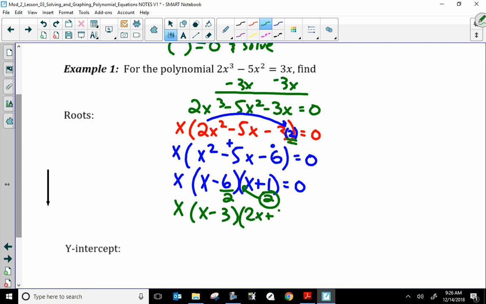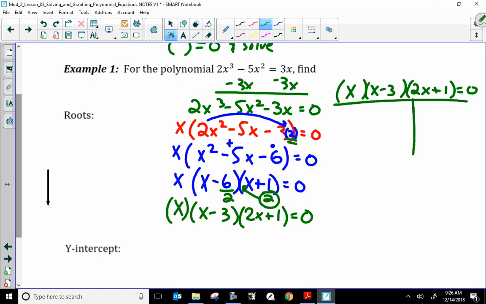2x plus 1 equals 0. Now I've got to T-bone these, all of them. This is also a factor. So I've got x, x minus 3, and 2x plus 1 equals 0. I set them all equal to 0 and solve. X equals 0. Done. X minus 3 equals 0. If I add 3 to both sides, my x would equal 3. Boom. Done.